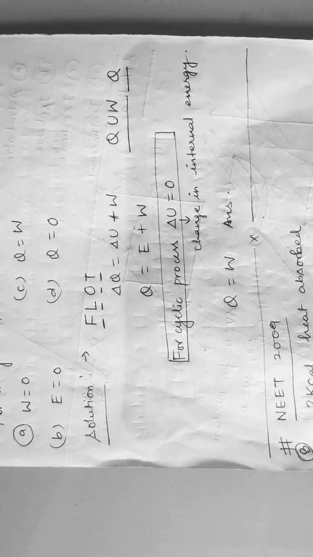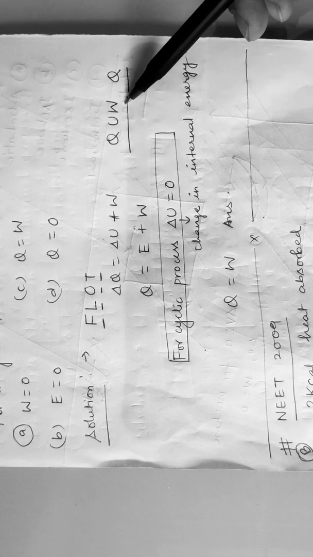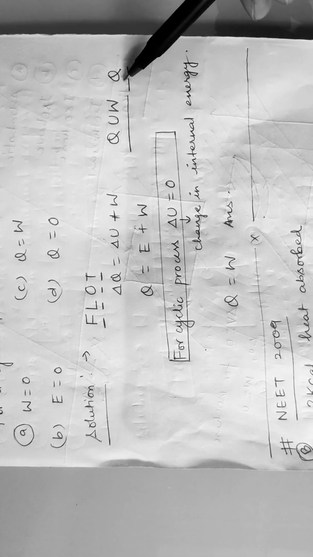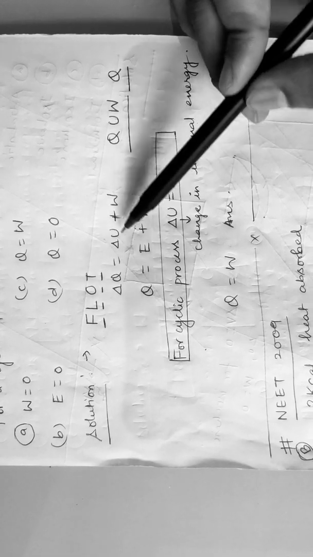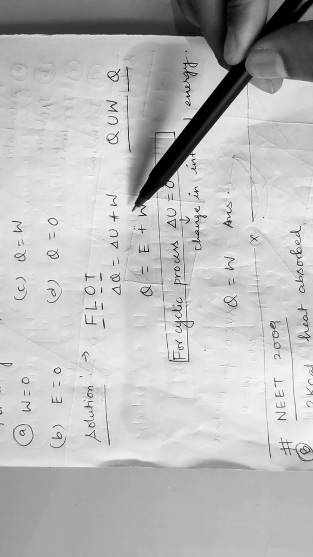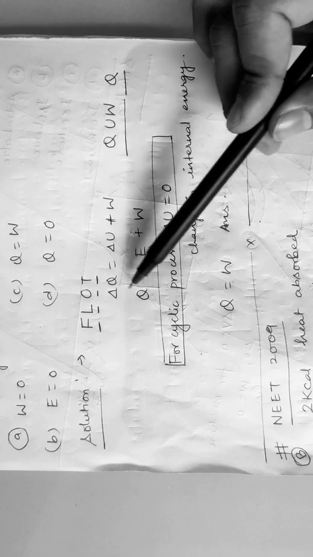Here I've written FLOT, FLOT stands for first law of thermodynamics. So first law of thermodynamics gives you delta Q is equal to delta U plus W. Now this can be pronounced as QUW, so that can be said as Q. So remember this Q, delta Q is equal to delta U plus W. Okay, so this is first law of thermodynamics.